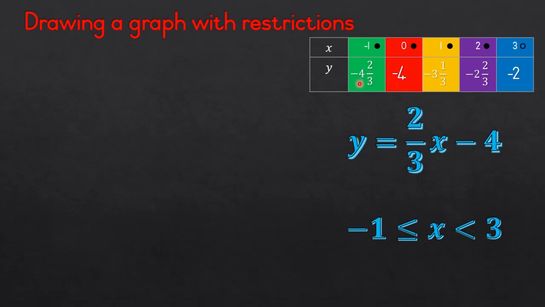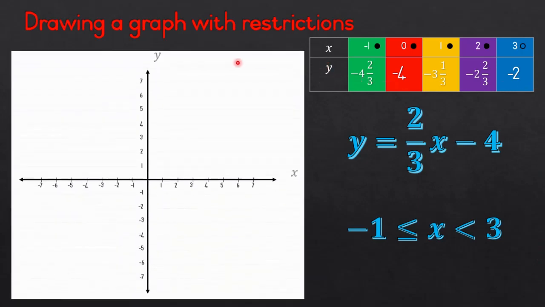Let's put this on the Cartesian plane. Here we go. We start at negative 1 and we're going to end at 3. So this is the place where our graph will be. So let's put these points on. So negative 1, negative 4 and 2/3, 0 and negative 4, 1 and negative 3 1/3, 2 and negative 2 and 2/3, 3 and negative 2. Remember, it is an open dot, therefore open dot.